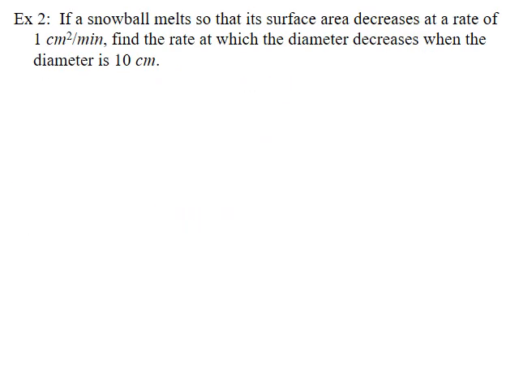All right, so let's change up the geometric formula. How about number 2? If a snowball melts so that its surface area decreases at a rate of 1 square centimeter per minute, find the rate at which the diameter decreases when the diameter is 10 centimeters.